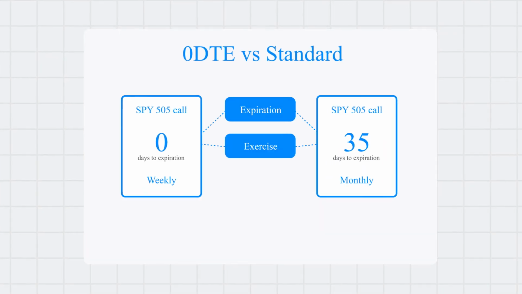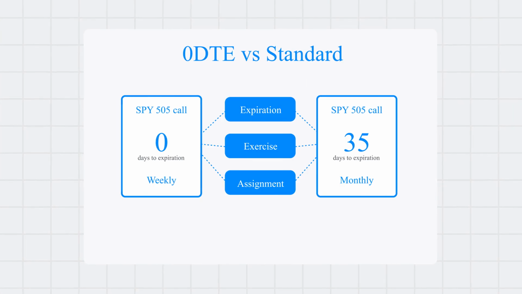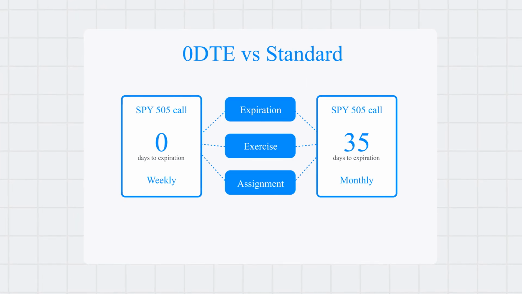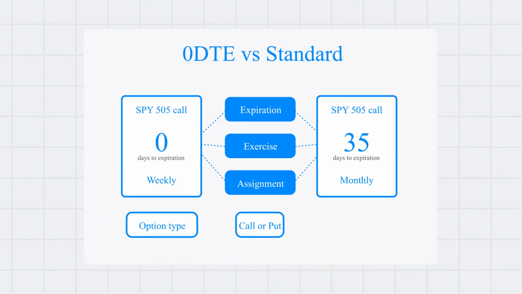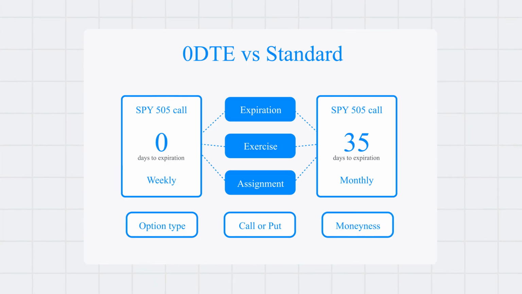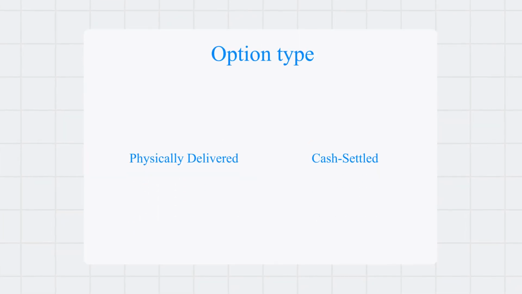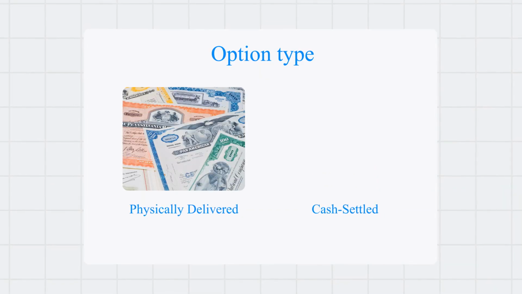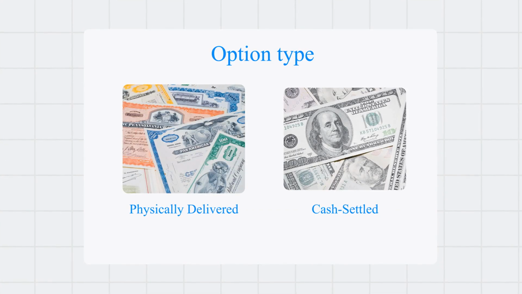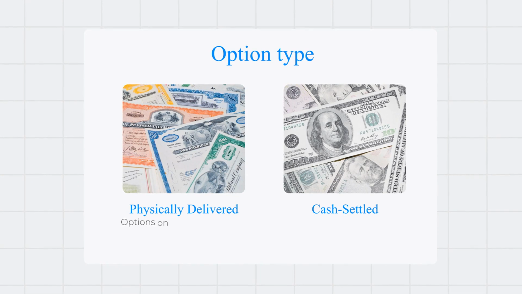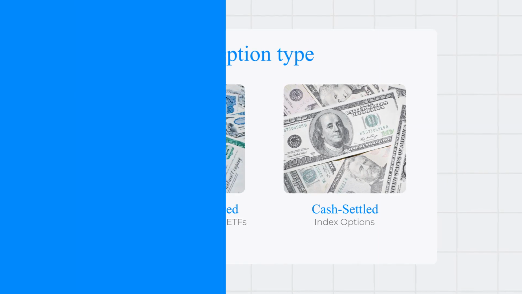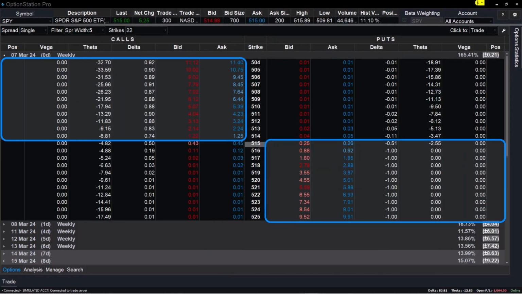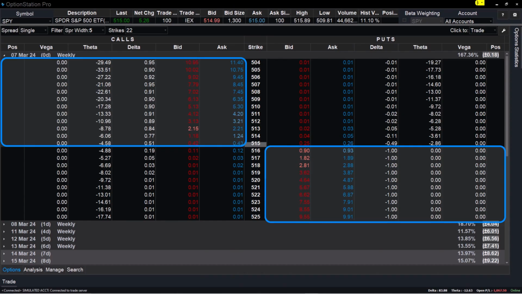The expiration, exercise, or assignment of 0 DTE options is like standard options with some exceptions. The action will depend on several factors, such as the option type, whether it is a call or a put, and the option's moneyness. The option type refers to whether the underlying is physically delivered upon assignment or if the options are cash settled. Options on equities and ETFs typically involve physical delivery, while index options are cash settled. At expiration, all options in the money by at least a penny are automatically exercised. The option sellers face assignment risk.